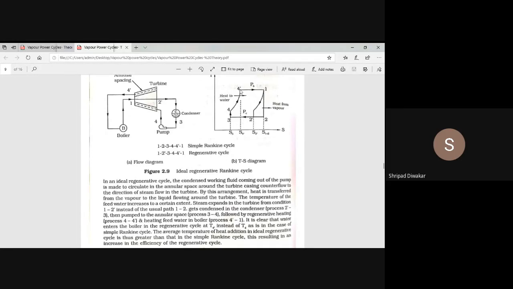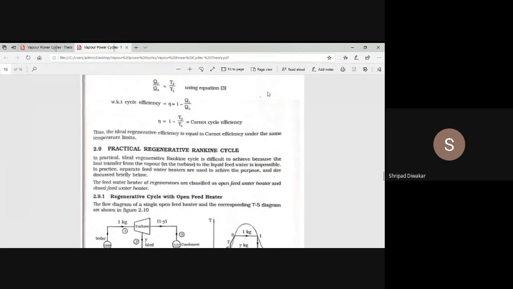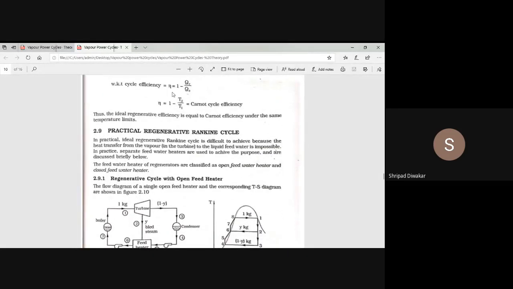T1 and T4 dash are the same, and T2 and T2 dash are the same. So the efficiency is 1 minus T2 by T1. The equation is very similar to your Carnot cycle. Same thing we get in the case of the Carnot cycle, so directly you can write that the efficiency is very similar to the Carnot cycle efficiency. Remember, whatever I explained is your ideal regenerative cycle.